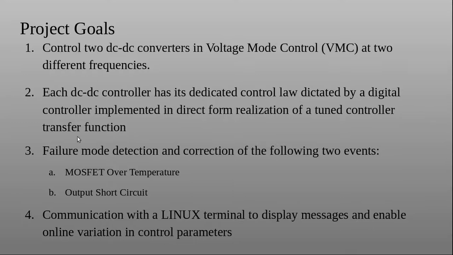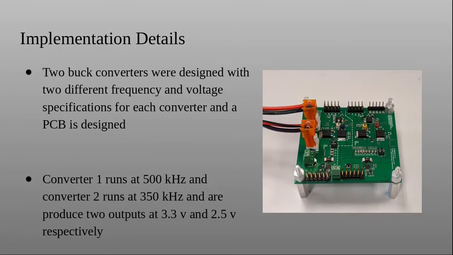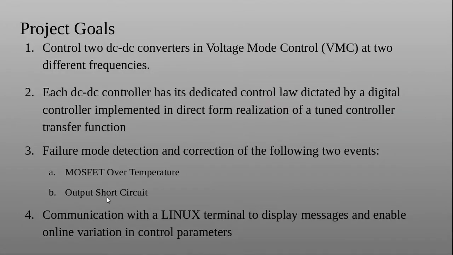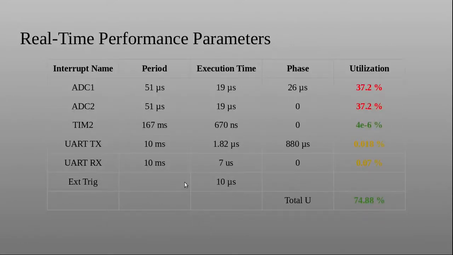Now coming to the failure mode detection, we have a MOSFET over temperature. Whenever there is a very high temperature on the MOSFETs, we need to isolate the converter from operation. And also if there is an output short circuit, so if the output that these converters are generating gets shorted out, we need to also be able to isolate the converter. We need to also be able to communicate with the Linux terminal to display messages and enable online variation in parameters. So that's also something that we need to do.